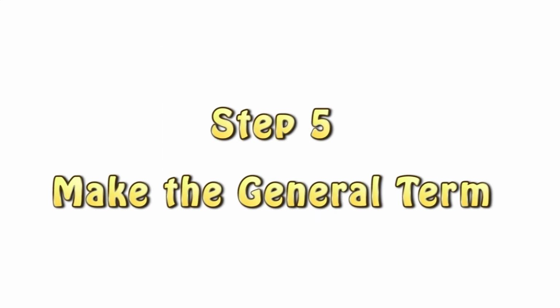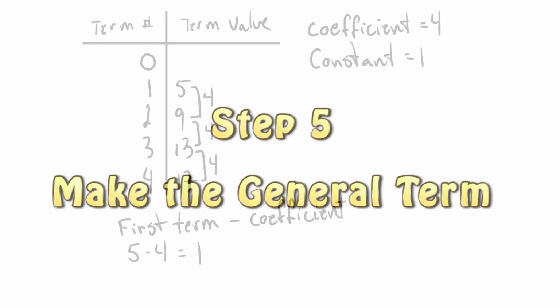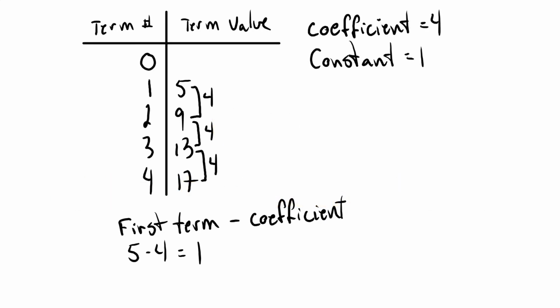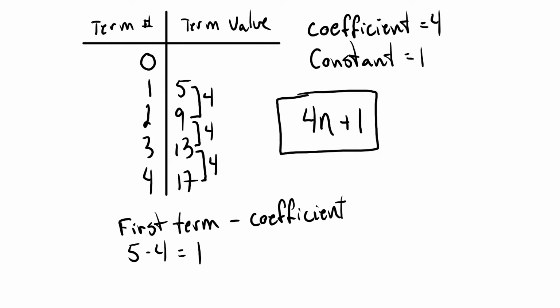Step 5. Make the general term. At this point now we've got everything we need to put together the general term. We start with our coefficient of 4. We put that right beside the variable n, and then we add the constant. Now we have the general term for the series of data that we were given in 5 easy steps.